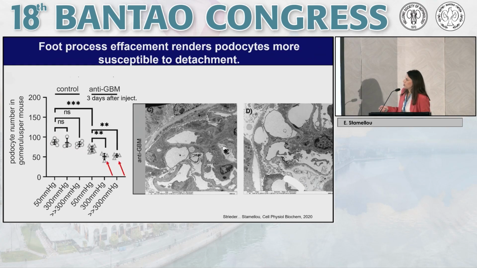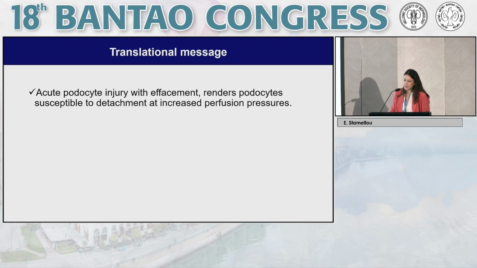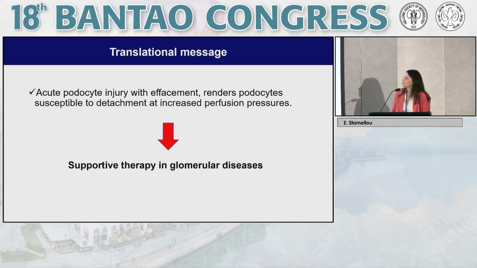Then we looked at effaced podocytes. To produce effacement of the podocytes, we administered anti-GBM serum in the mice. First of all, we had a reduction of the podocyte number compared to control, which can be explained by the direct podocyte injury. But when we applied increased pressure, we had more podocyte loss. So effaced podocytes adhere to the GBM with less tightness, and they can be blown off more easily. The translational message of our study is that acute podocyte injury with effacement renders podocytes susceptible to detachment with increased perfusion pressure. This indicates how important supportive therapy is in glomerular disease.